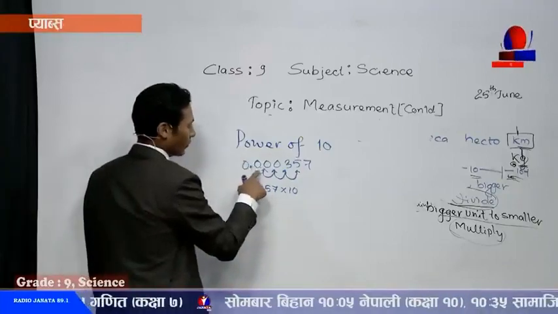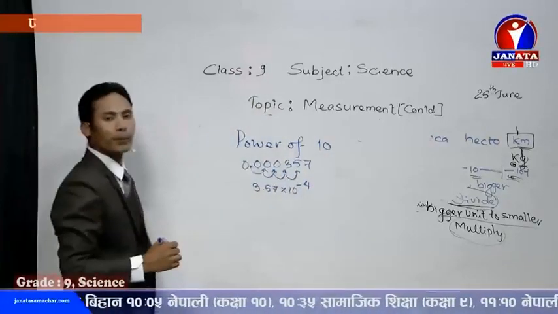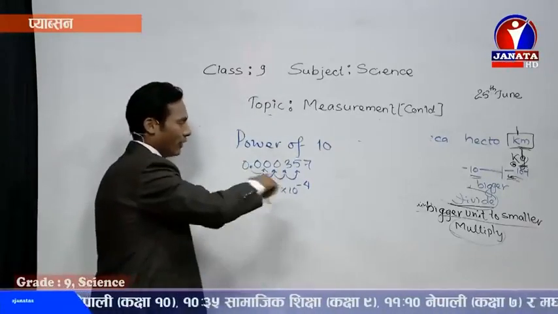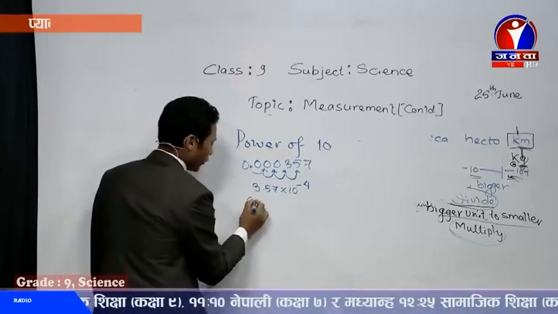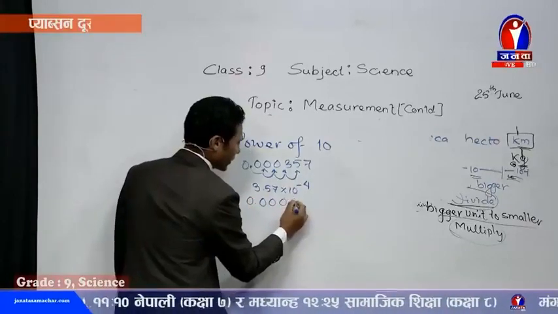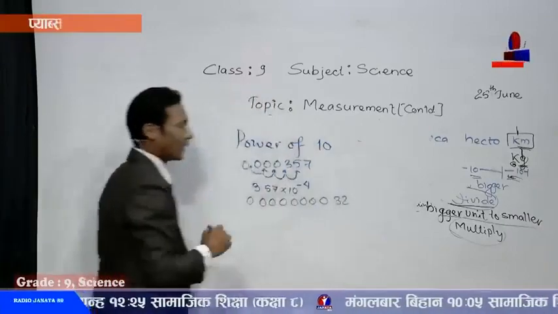That means 1 place, 2, 3, 4 places, so it is minus 4, because it is transferred to the right hand side, right? Similarly, let's say we have another number, 0.0000, and let's say a 2 is there, right?